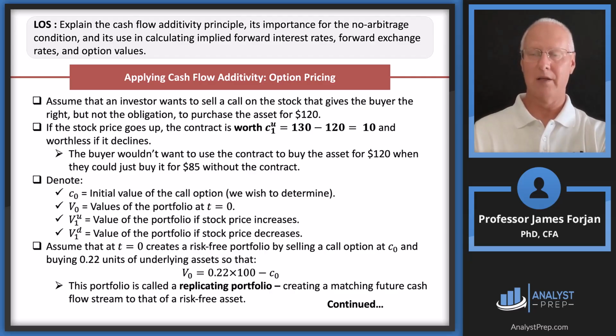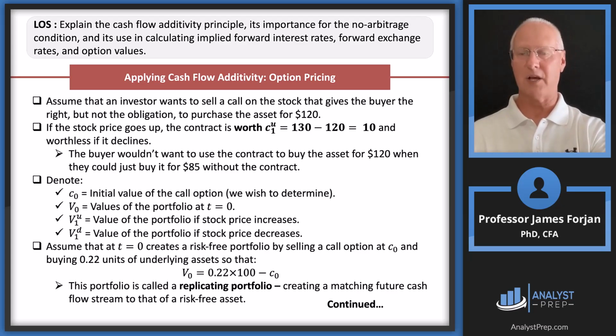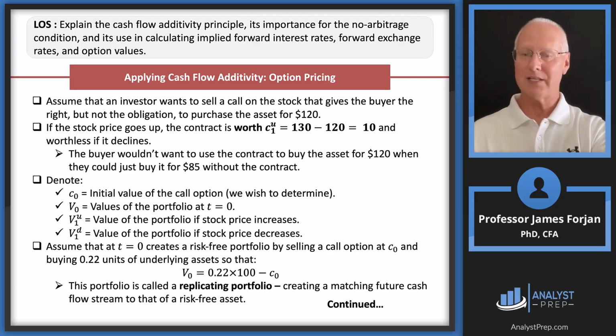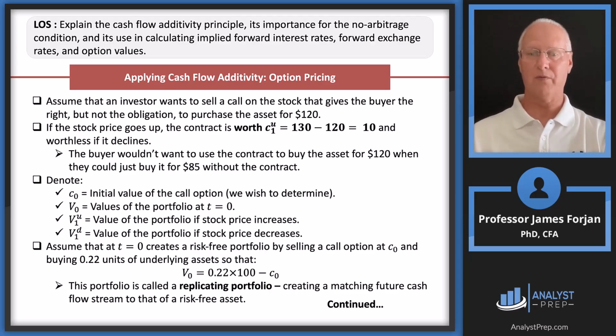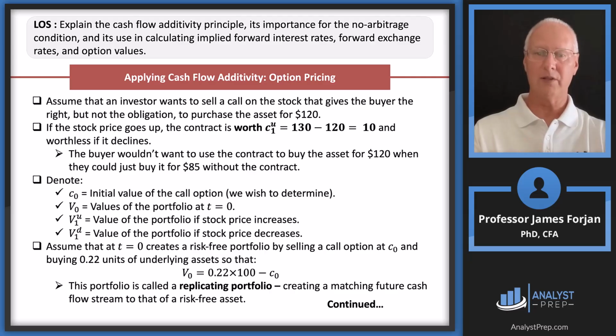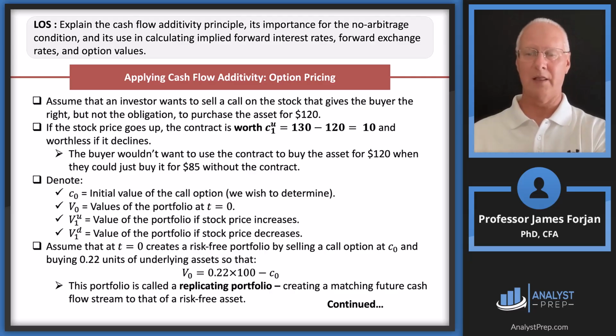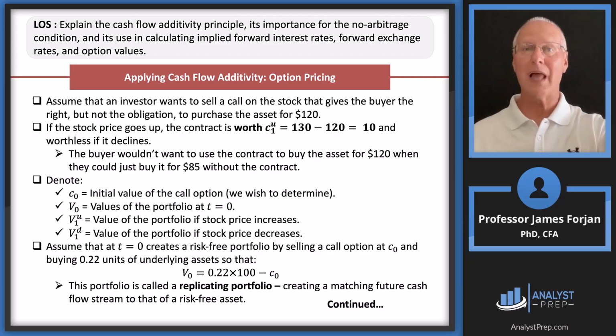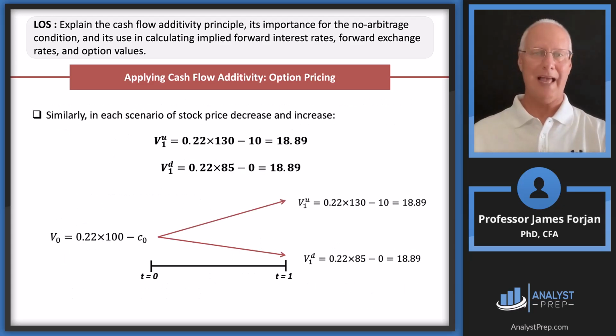I'm going to buy 0.22 units of a share of stock that sells at $100, right? That was from the previous slide. And then I subtract out the call price, right? All right, so think about this risk-free portfolio. I'm owning the stock and I'm writing the call option. I'm selling the call option. Did I say that earlier? Writing the option and selling the option, they mean the same thing. This is called a replicating portfolio, which relies on this notion of cash flow additivity.